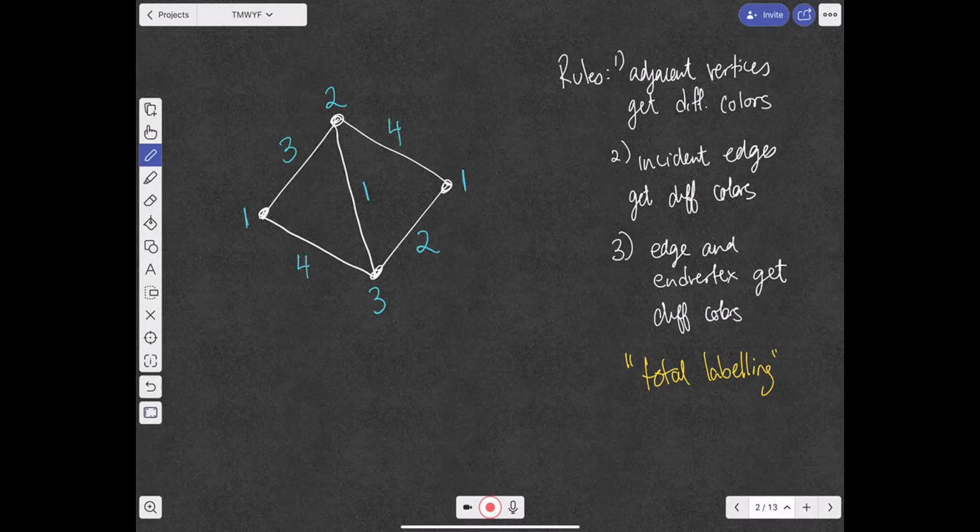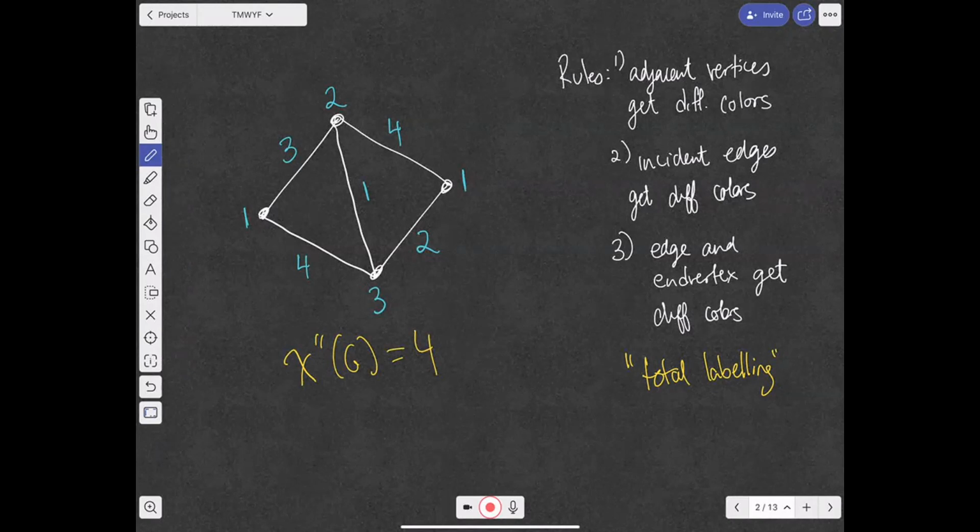So now no vertex is adjacent to another vertex with the same label. No edge shares a vertex with another edge that has the same label. And an edge and any of its end vertices don't share the same label either. This is called a total labeling, and it's written chi double prime of G, and in this case it is 4.